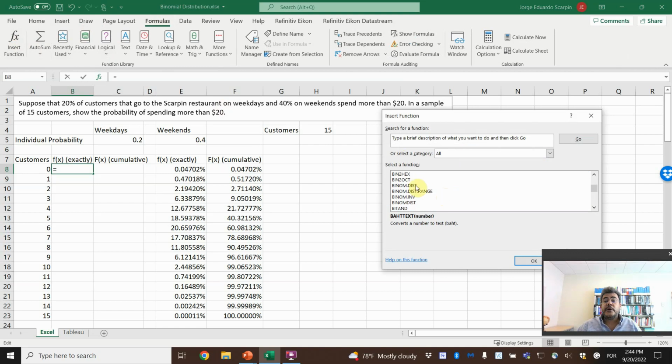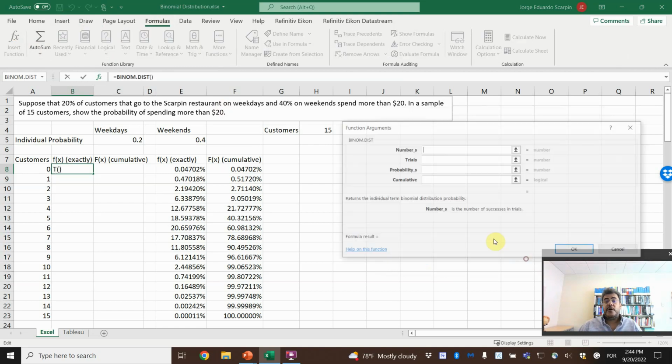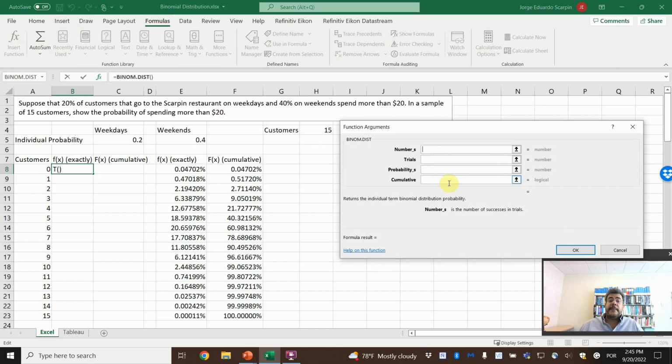Binomial distribution. Okay. What is number of S? So number of S is the individual term, so no customer. Trial. The distribution probability, 0.2 or 20%. And then F4, we fix it. Probability. Oh, sorry. Trials is the number of customers. So trial is the number of customers.